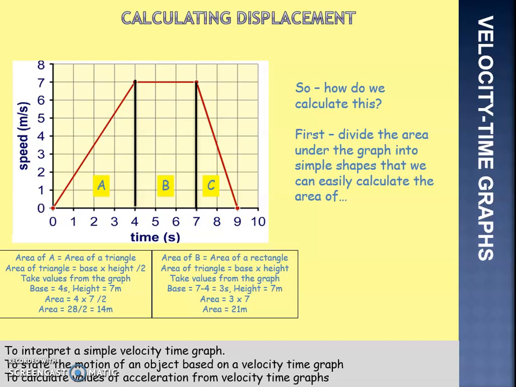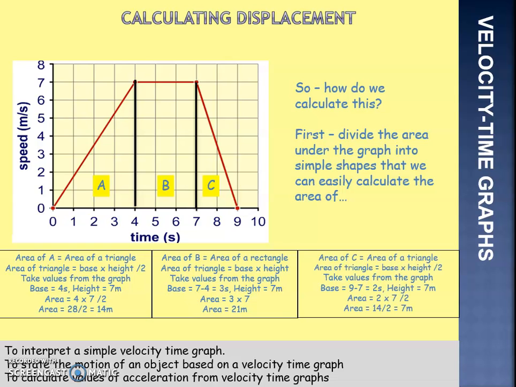Try and work out C. Okay, C again is the area of a triangle, that's base times height divided by 2. Take our values from the graph, so for the base it starts at 7 and ends at 9. That's travelled 2, so 2 seconds, and the height is 7. So it'd be 2 times 7, which gives us 14. Divide that by 2, gives us 7 meters.